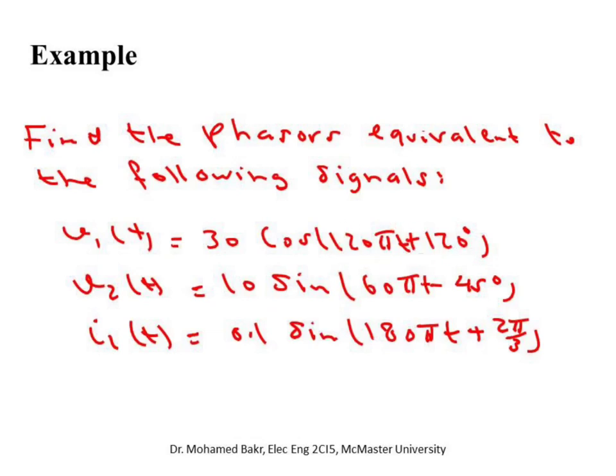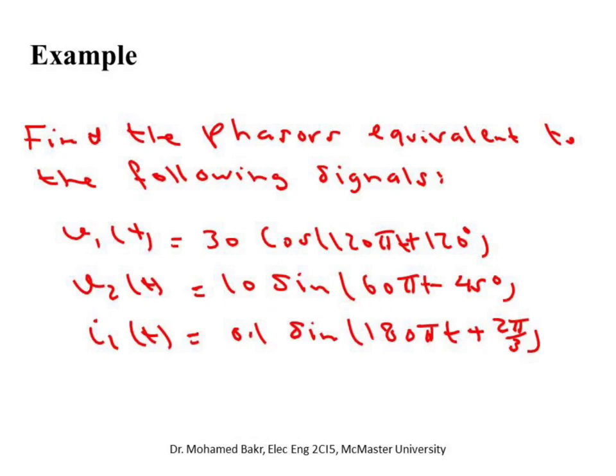I can immediately say this is a cosine. The frequency here is 60 hertz because this is omega. Omega is 120 pi. So if you divide it by 2 pi, you get the frequency, so it's 60 hertz. The amplitude is 30. The phase shift is 120. So even without thinking, I can simply say that the phasor is 30 e to the j 120 degrees. This is my corresponding phasor. Okay, I will show you more detailed steps in the next slide.